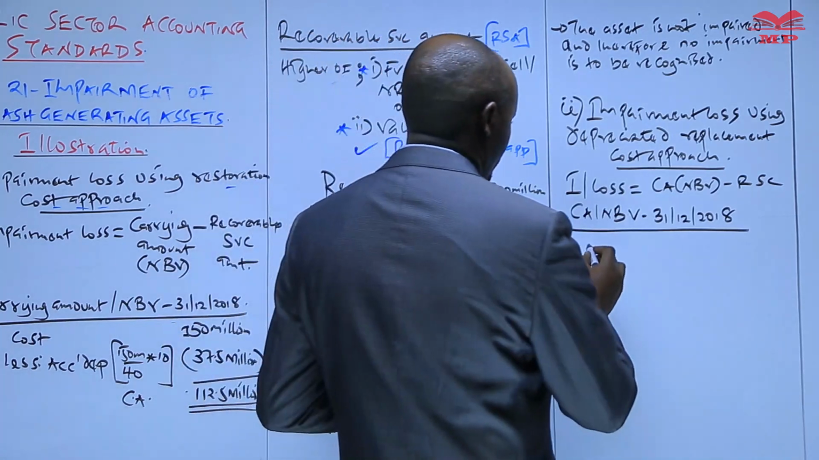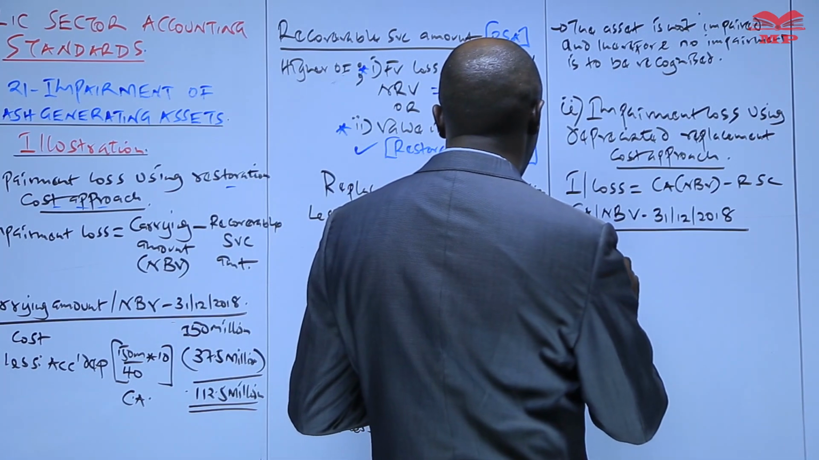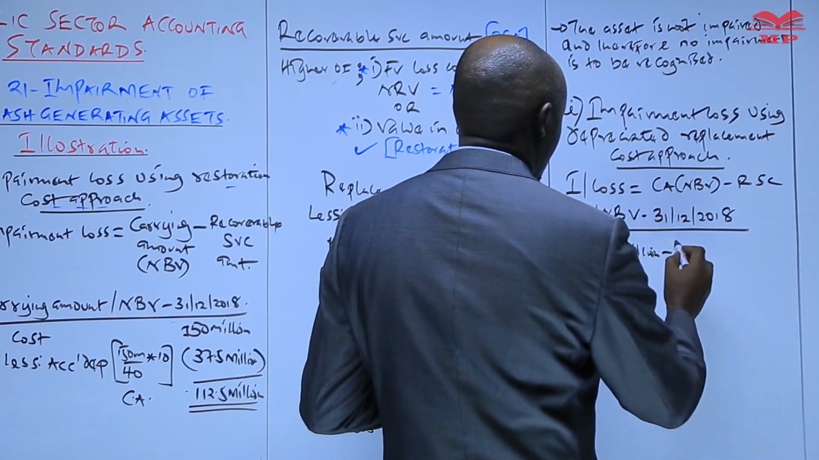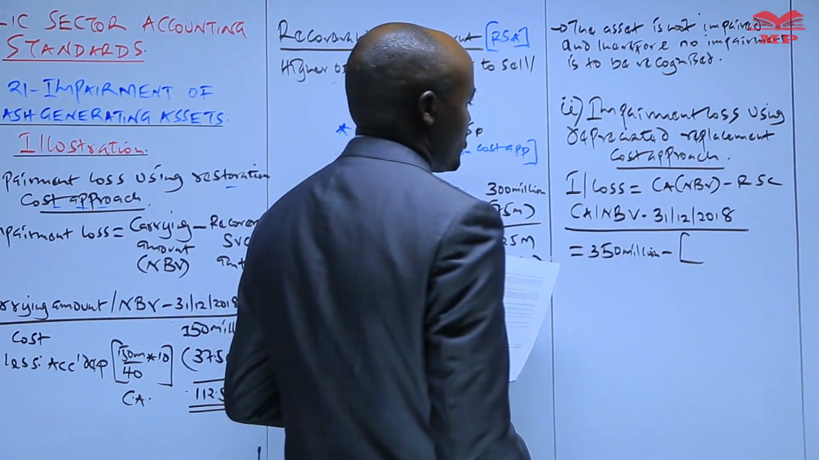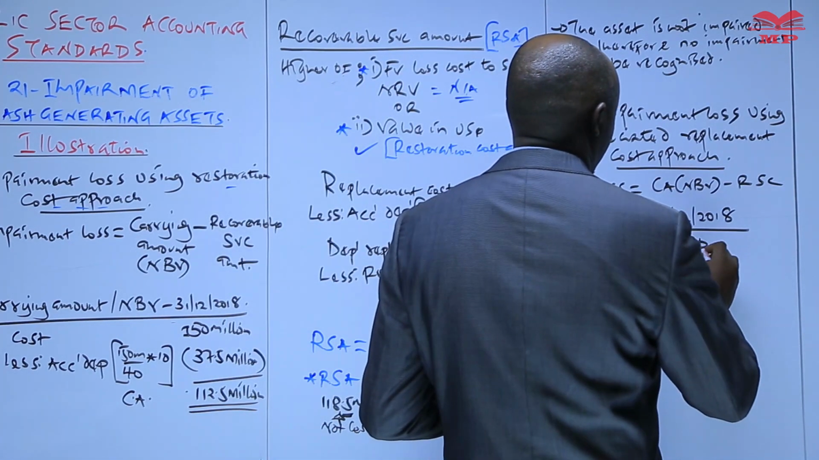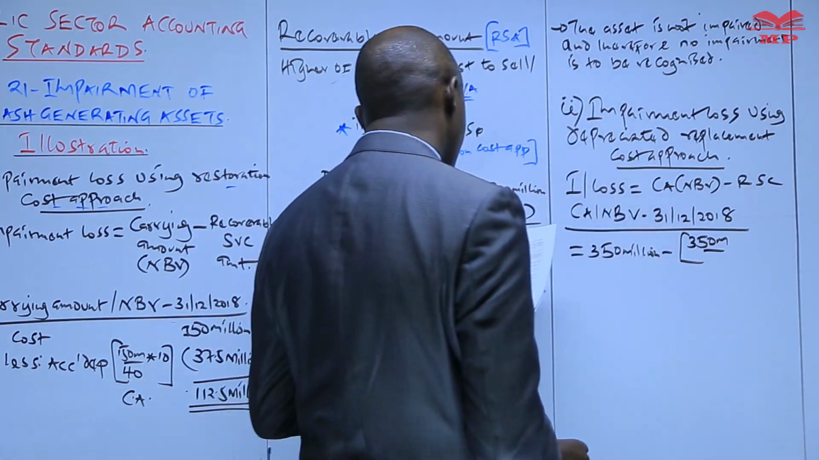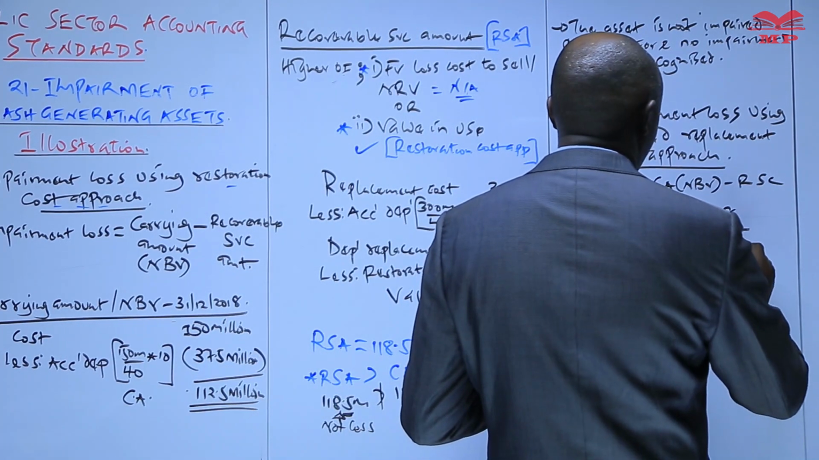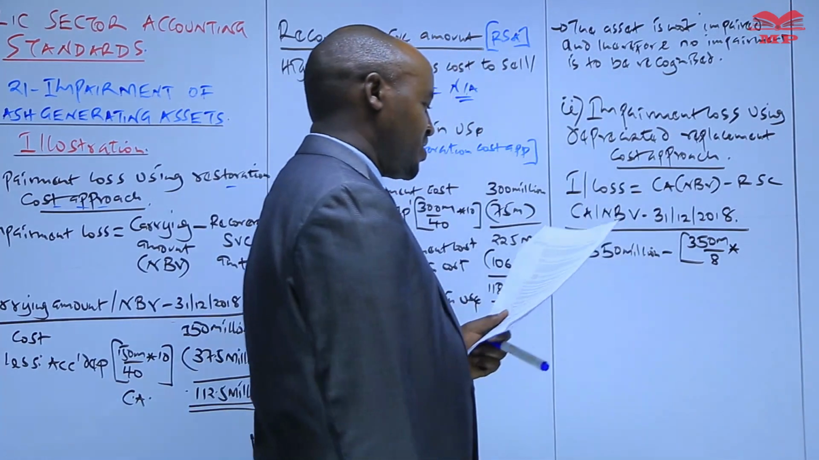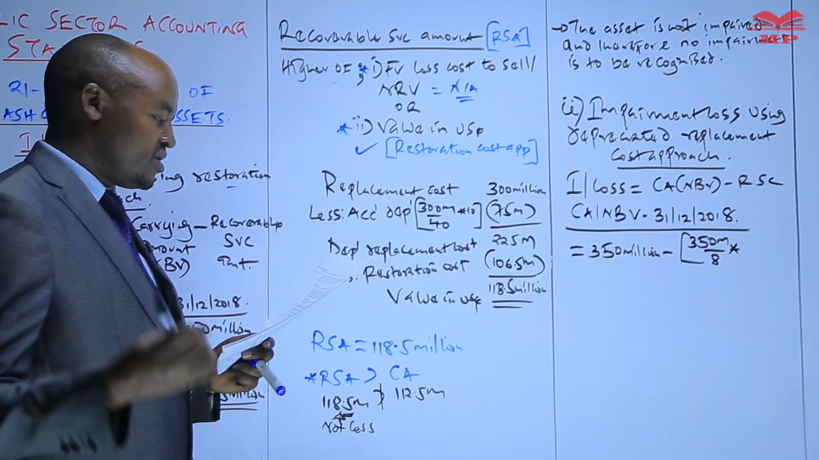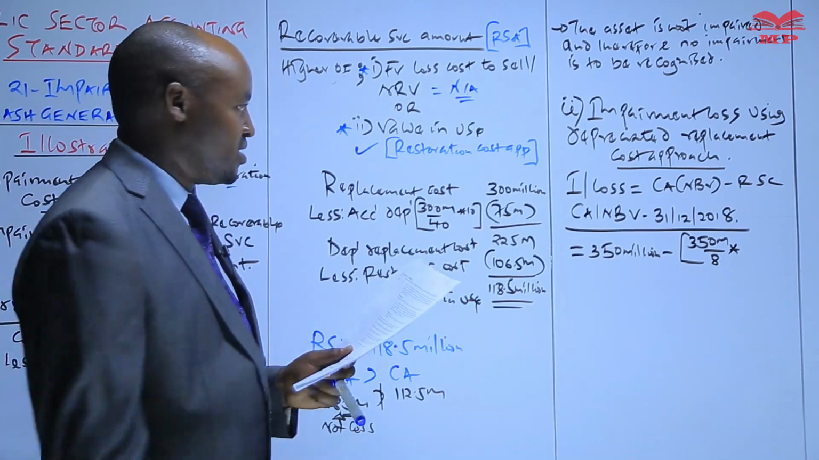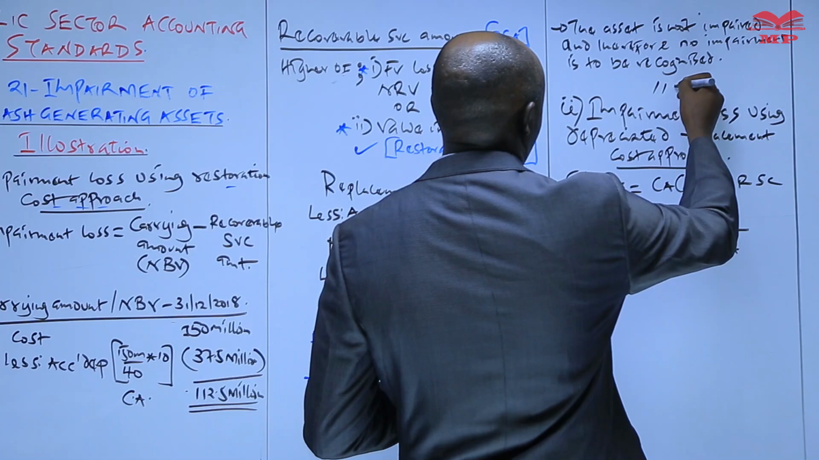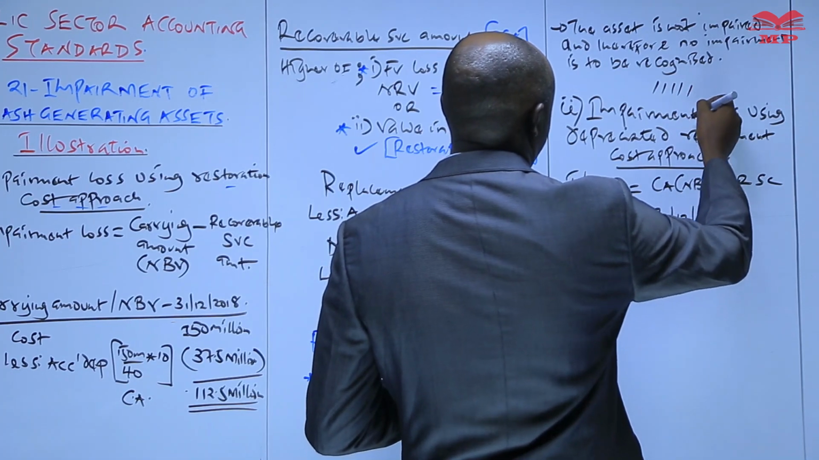We take the cost of the software, which we are given in the first paragraph, which is 350 million, and then we less the accumulated depreciation. How do we compute the accumulated depreciation? We take 350 million, divide that by the expected useful life of this asset, which is 8 years, and then on this date, this software had been used for how many years? Remember, it was acquired at the start of 2014, so the software was used in 2014, 2015, 2016, 2017, 2018.